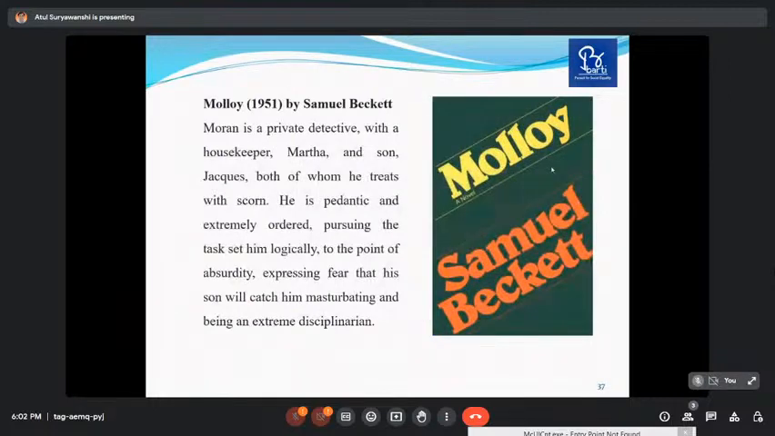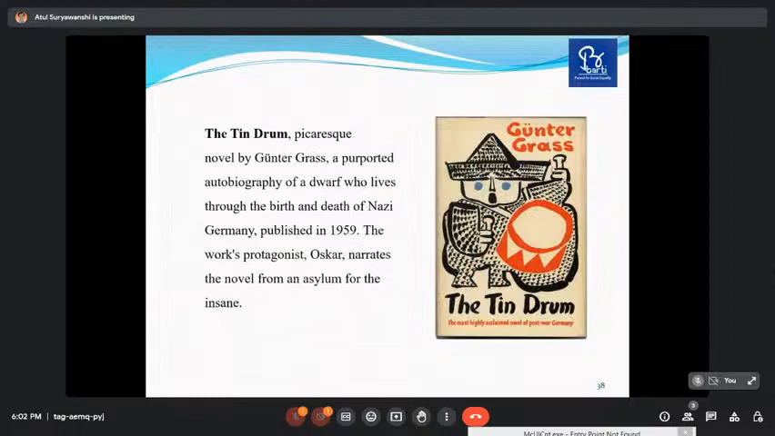Moran is a private detective with a housekeeper Martha and son Jack, both of whom he treats with scorn. He is pedantic and extremely ordered, pursuing the task set to him logically to the point of absurdity, expressing fear that his son will catch him masturbating, and being an extreme disciplinarian is the theme of this novel, Molloy, in short, written by Samuel Beckett, altogether different. So remember this work. The next is The Tin Drum.